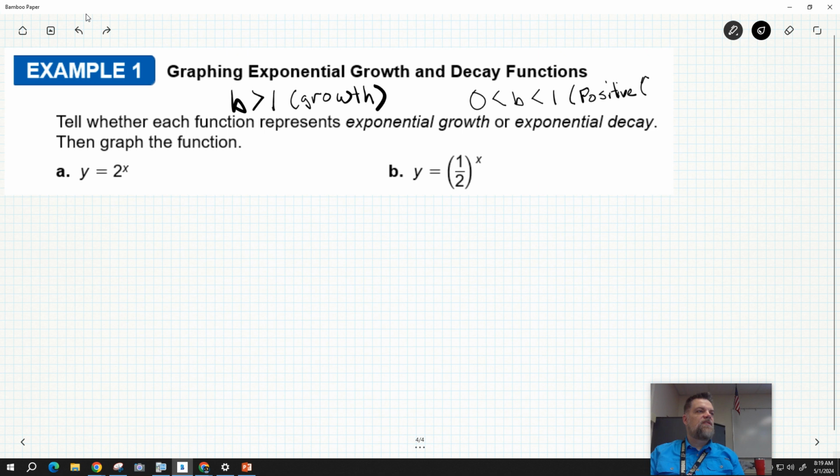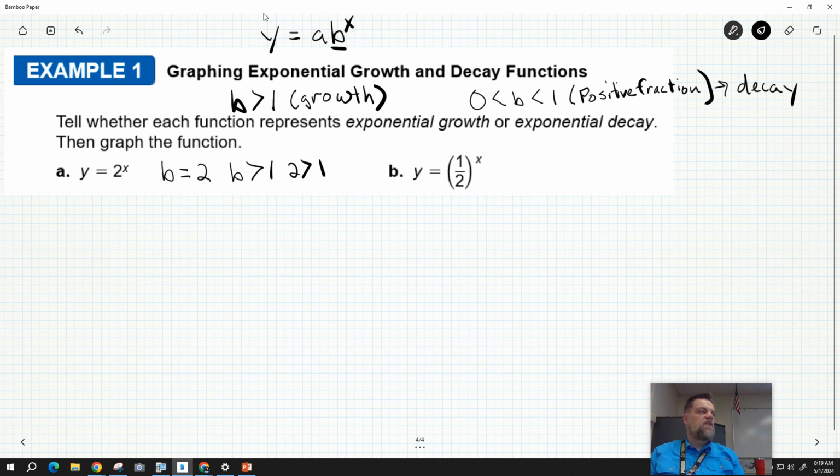That's a horrible letter. All right, positive fraction. Well, then that is decay. And remember, when I say b, we're talking about a, b, x, where b is the base, the thing raised to the x power. So here, b is equal to 2. Well, that means that b is greater than 1 because 2 is greater than 1. So this is growth.